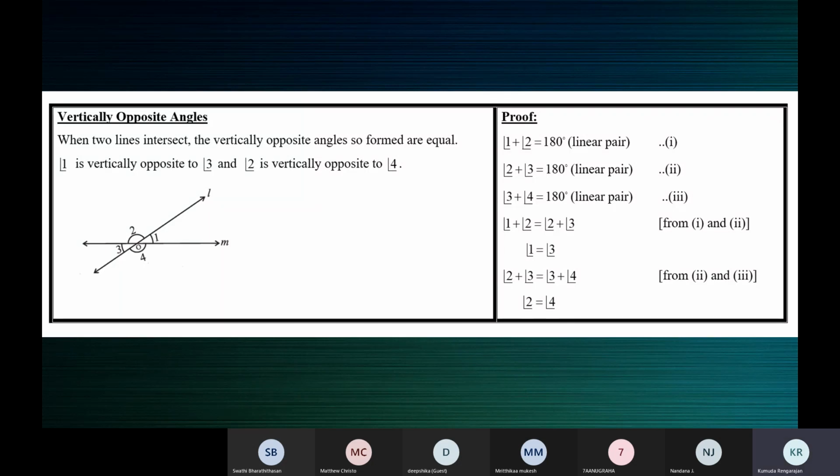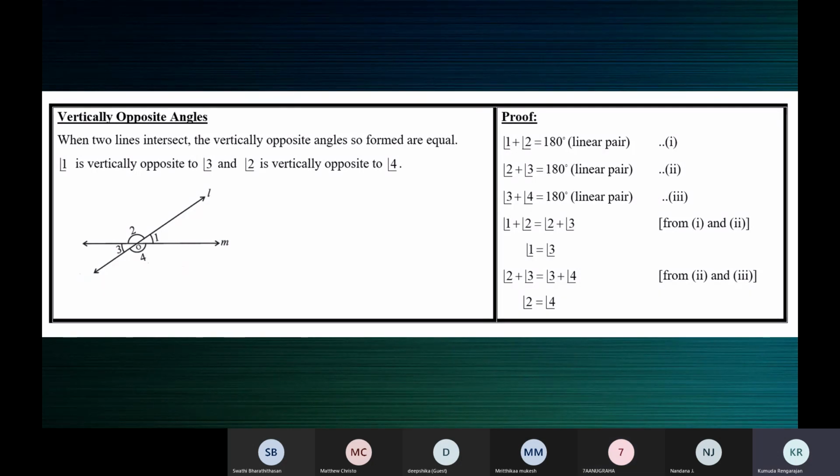Now, which are the vertically opposite angles? Ma'am, 1 and 3, and 2 and 4. Okay, others, tell me, which are the vertically opposite angles? Ma'am, 1 and 3, and 2 and 4. 1 and 3 form a pair of vertically opposite angles.